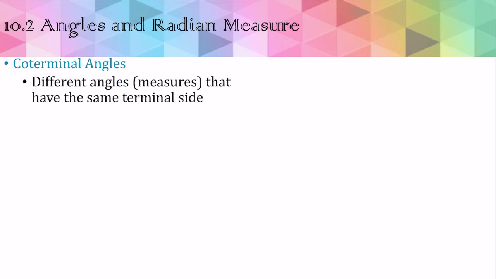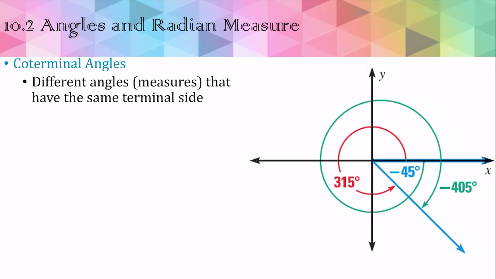Coterminal angles are different angles that have the same terminal side. Here are some examples. The blue one is negative 45 degrees. It's negative because they went clockwise. But maybe we could start and go counterclockwise, then it's 315. Or if we go clockwise all the way around, that's 360, and then the 45 more makes it negative 405.